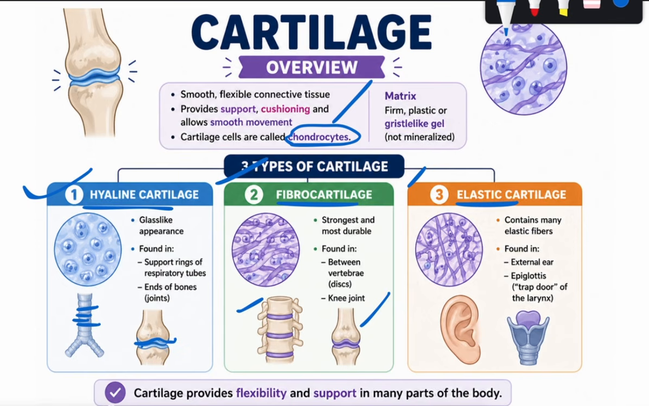Next is elastic cartilage. It's the most flexible one. So where is the most flexible cartilage in our body? Ears. Touch them, you'll feel it. It's very elastic. It helps structures like the ear keep their shape.